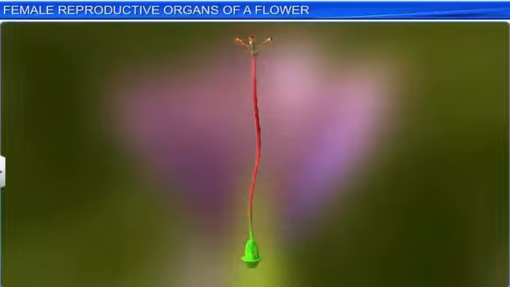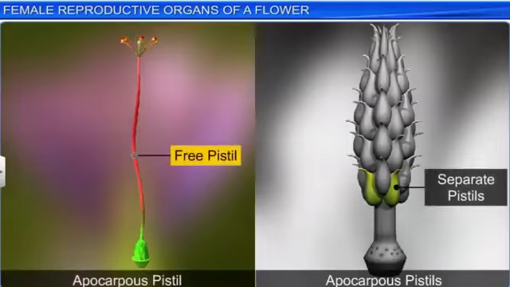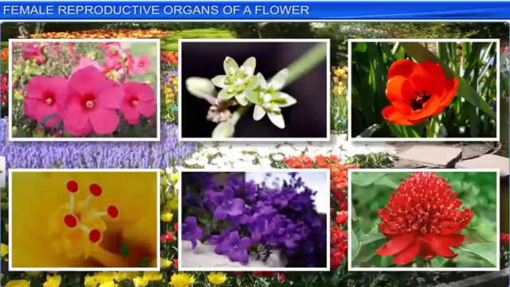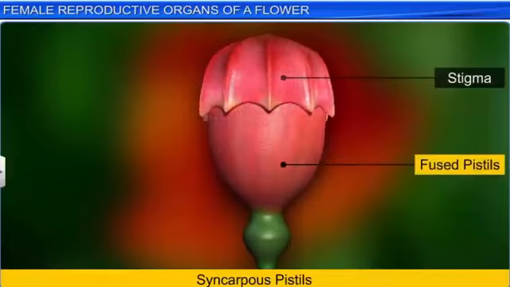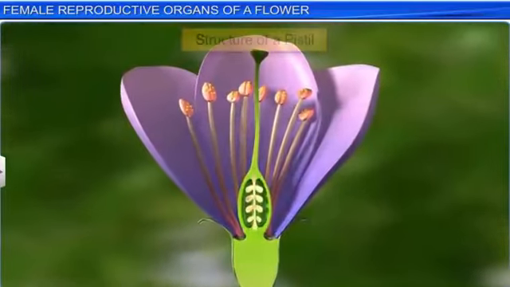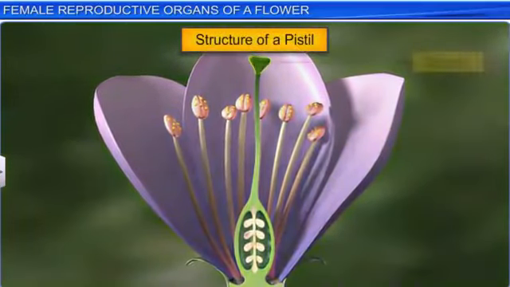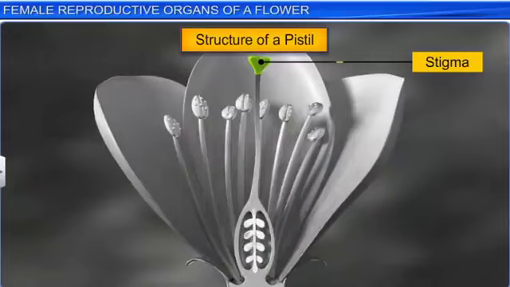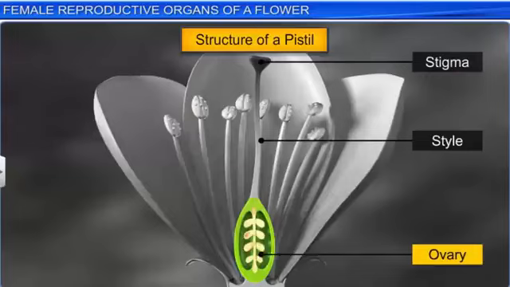Moreover, a multicarpellary gynoecium may be apocarpous, that is, the pistils are free, or syncarpous, where the pistils are fused. If you observe the structure of a pistil, you will find that it consists of the stigma at the tip, followed by the style in the middle and an ovary at the base.